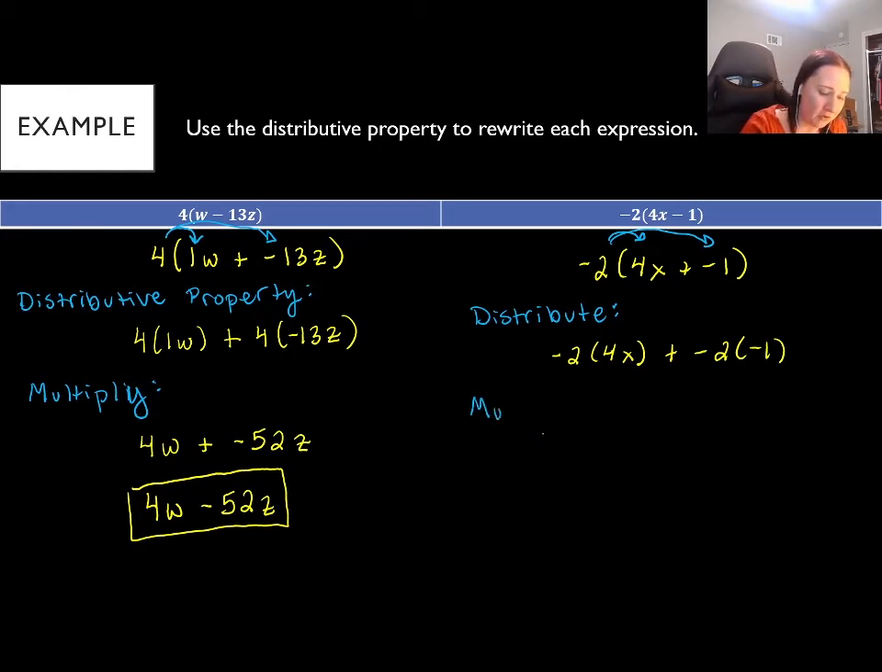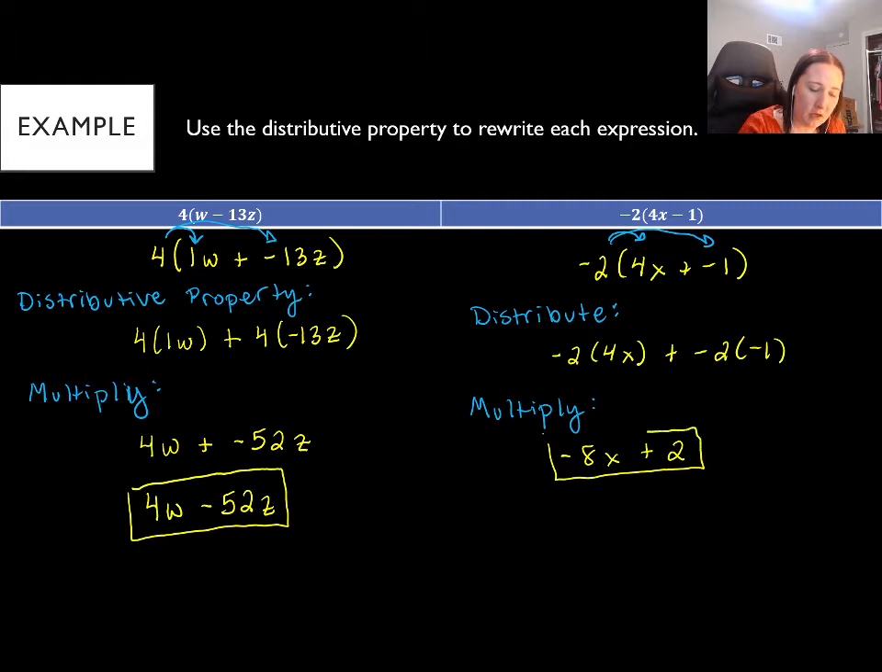So next we're going to multiply. I'm going to do negative 2 times 4, and that gives me a negative 8. And then I have my x, and then plus negative 2 times negative 1 is a positive 2, so I just write plus 2.